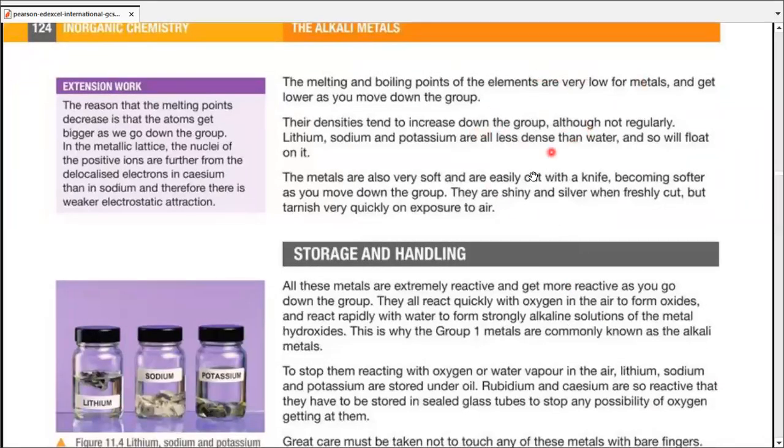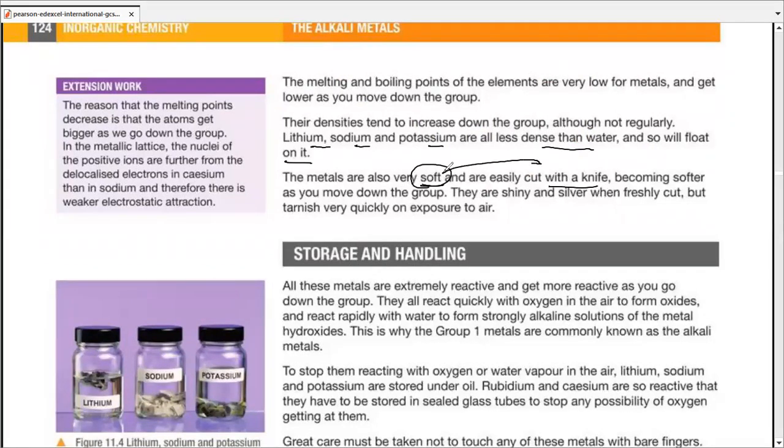So the same things are written over here, but something extra that's written over here is this. Lithium, sodium, and potassium are all less dense than water. So they will float on it. These metals, whenever they are thrown in water, will float on the top layer of water. These metals are also very soft. This is another property, and they are easily cut with a knife.